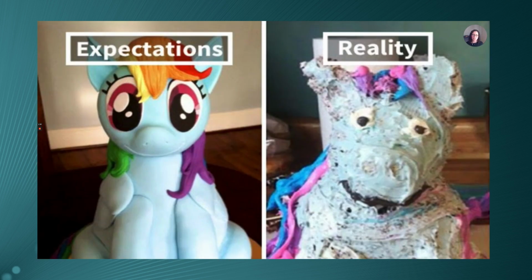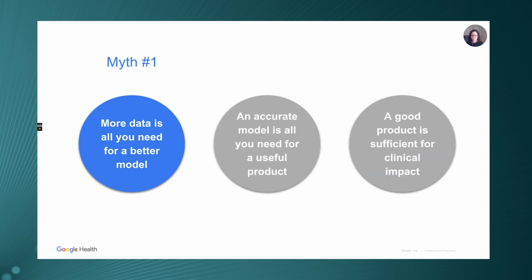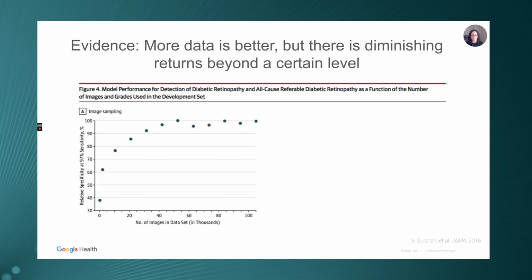And the question is, why? Why is this gap between expectations and reality? And we think we've identified three common myths that contribute to this gap, and we'll go over them quickly. So myth number one is more data is all you need for a better model. And that is something our team has been asking ever since the diabetic retinopathy work.